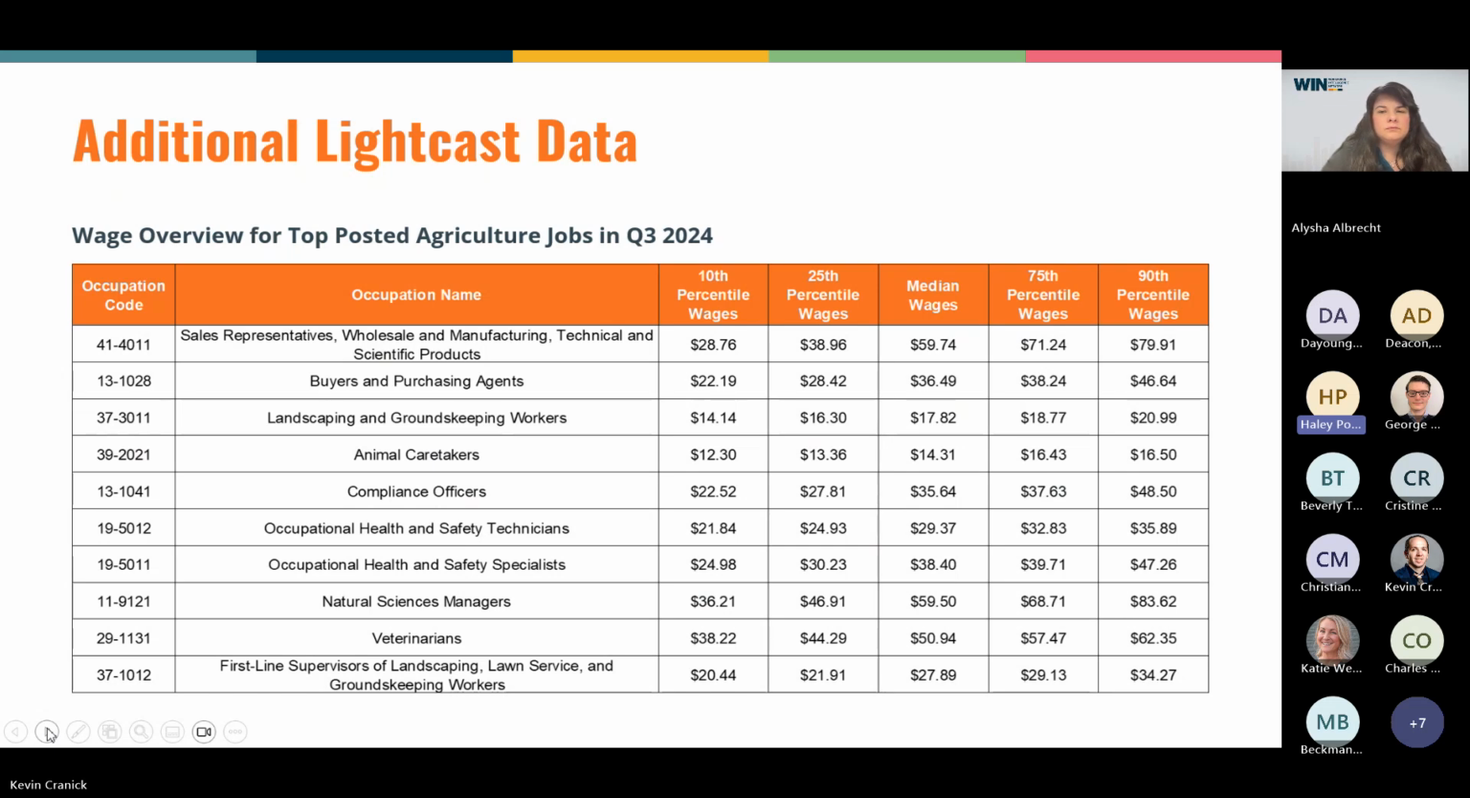So for agriculture, the sales representatives, wholesale manufacturing, technical and specific scientific products are the top posted job, and their wage is quite high at $59.74. And you can see animal caretakers, $14.31. So the range is quite high, quite long for this. Natural science managers are $59.50. So some can be very high, some can be very low.